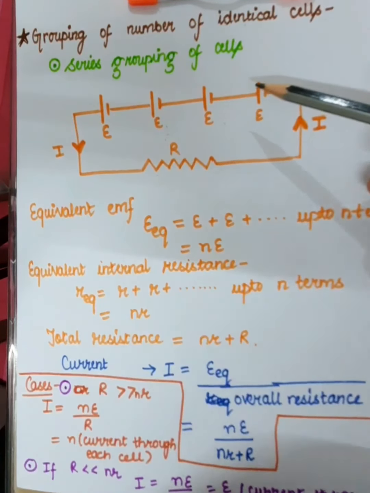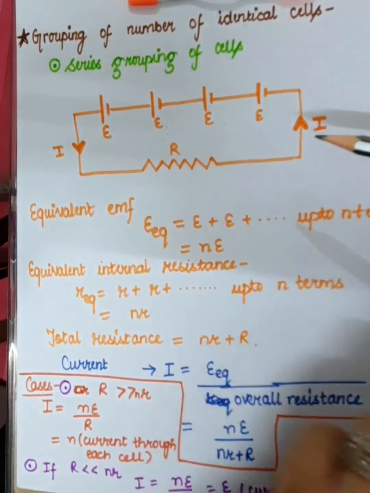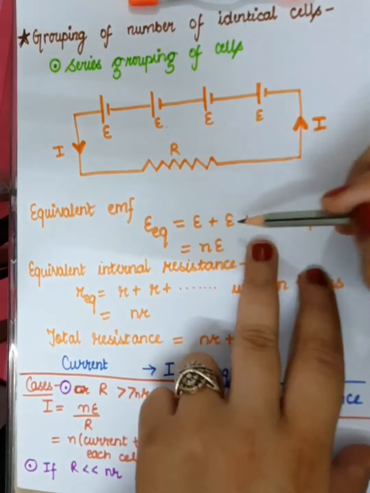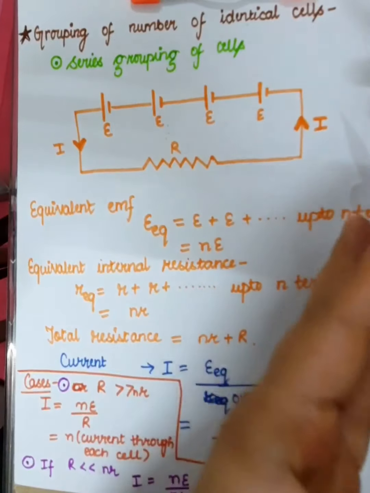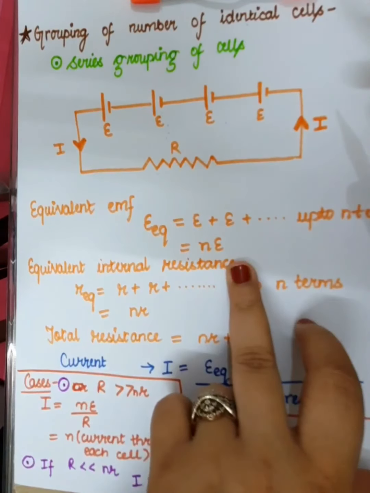Here we will use the same result, but in place of E1, E2, E3, I'll simply write E plus E and so on up to n terms, because I can suppose that there are n cells. So the equivalent EMF will be equal to nE.